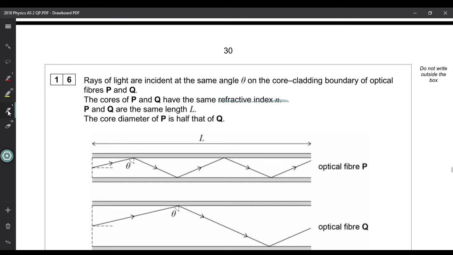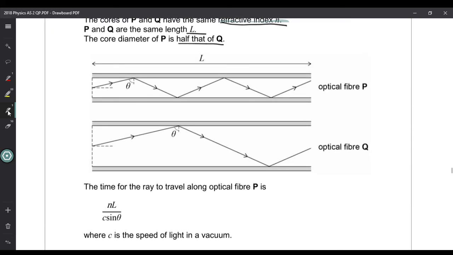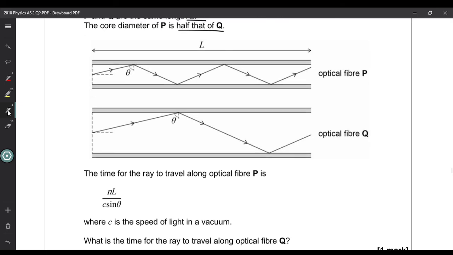Question 16 shows the rays of light are incident at the same angle theta, and we've got cores of P and Q that have the same refractive index and the same length, but the core diameter of P is half that of Q. It says the time taken for the ray to travel along the optical fibre P is NL over C sine theta. So we've been asked to say what is the time for the ray to travel across optical fibre Q.